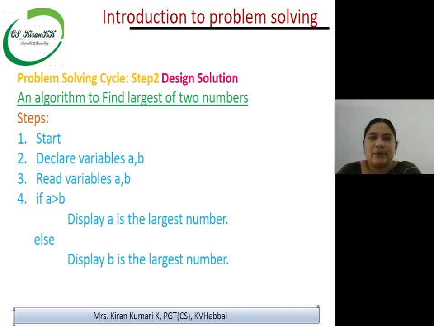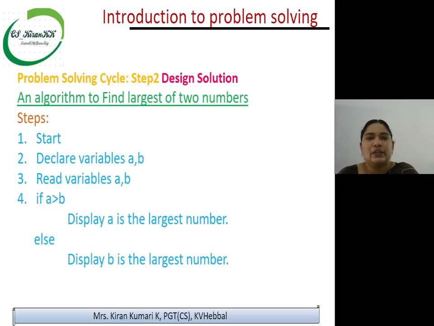Now, for example, let me explain how to find the largest of two numbers. What is the algorithm for finding the largest of two numbers? What are the requirements? First of all, we need two numbers. So first let us start the process. That is the starting step. Then the second step is we need two variables, isn't it? Two numbers means two variables, and those variables' values are to be read from the console.